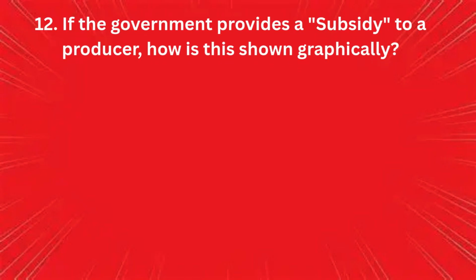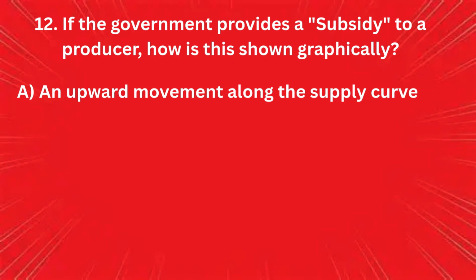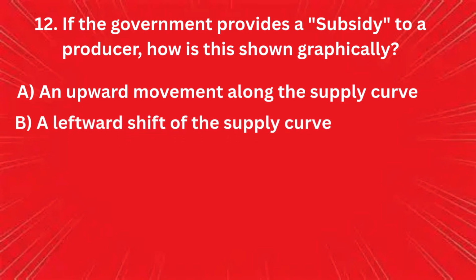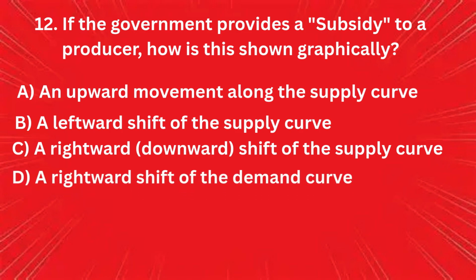12. If the government provides a subsidy to a producer, how is this shown graphically? A. An upward movement along the supply curve. B. A leftward shift of the supply curve. C. A rightward, downward shift of the supply curve. D. A rightward shift of the demand curve.